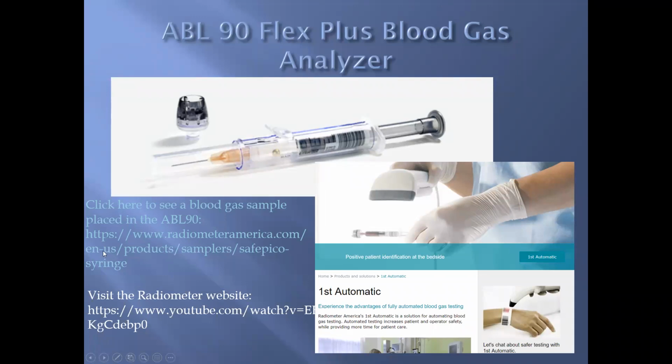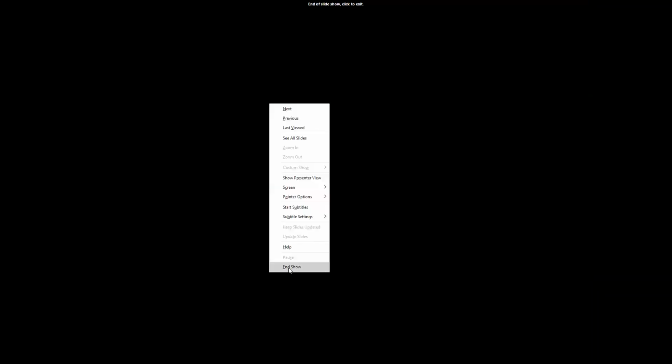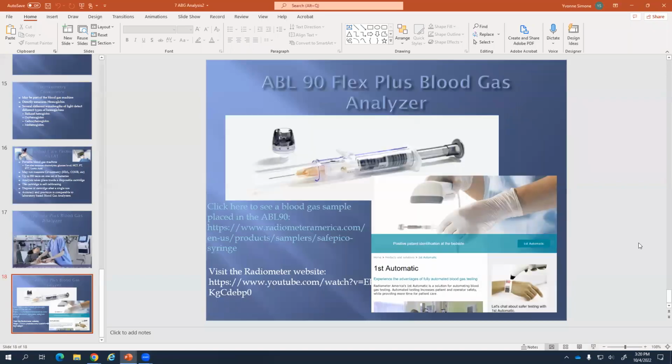And it's got some websites. To see a blood gas sample placed in the ABL 90, I don't think I need to show it to you because you guys are using it, right? Concentration, okay. Thank you. Total hemoglobin. Oh, you did? You are good at those manuals.